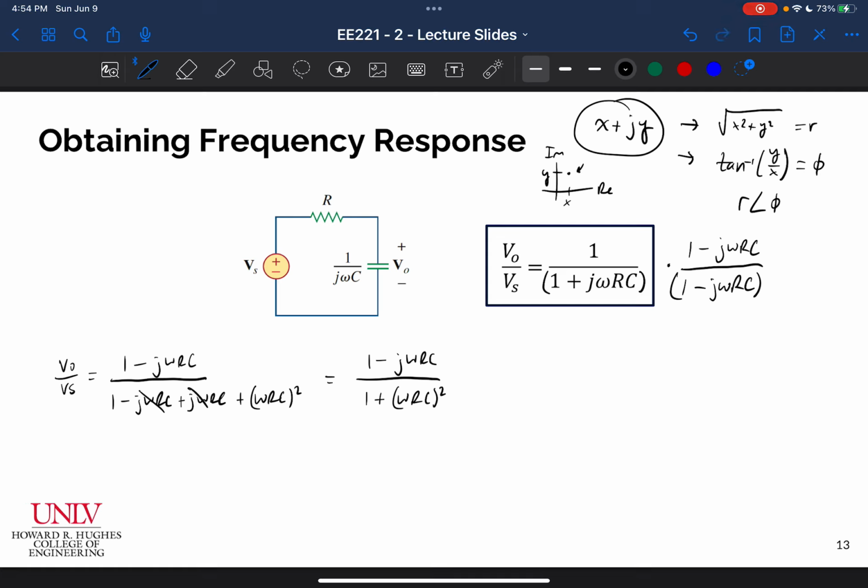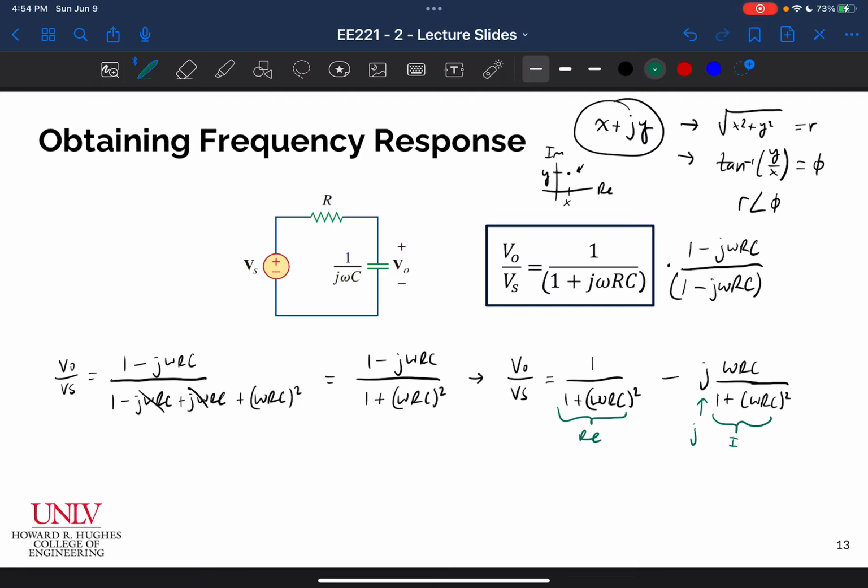And now I can write this in terms of a real part and an imaginary part in rectangular form like I have here, right? Okay, so let's see how we can do that. I'd write V out over Vs is equal to 1 over 1 plus (omega RC) squared, minus j times omega RC over 1 plus (omega RC) squared. And now I have my real part here, my j is here, and my imaginary part is here.